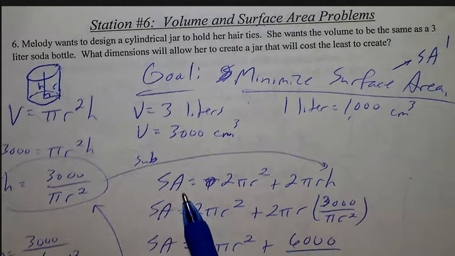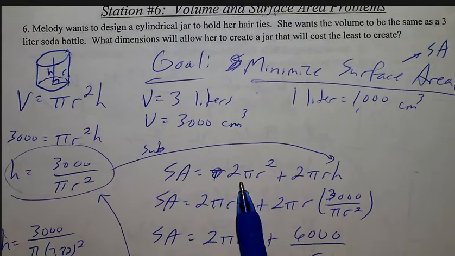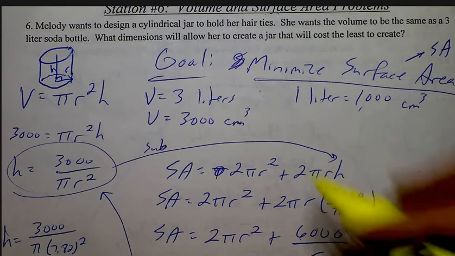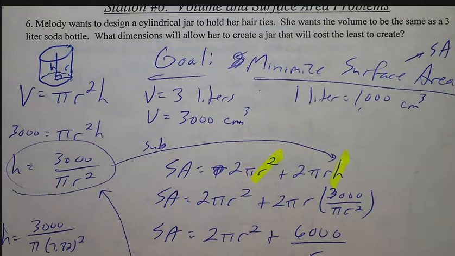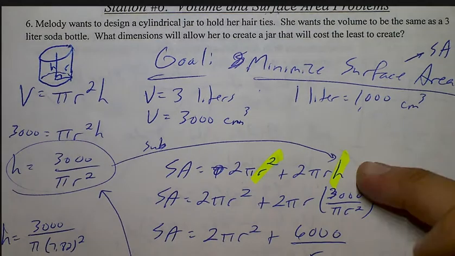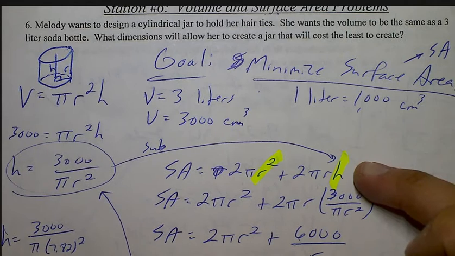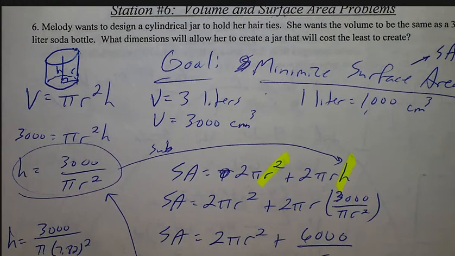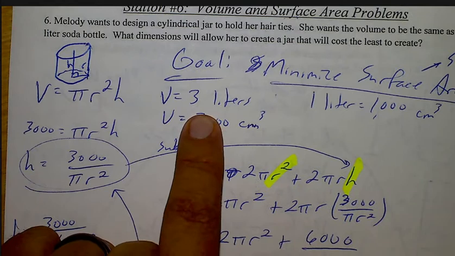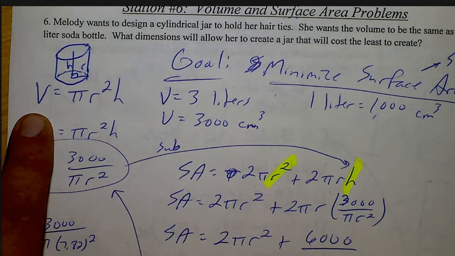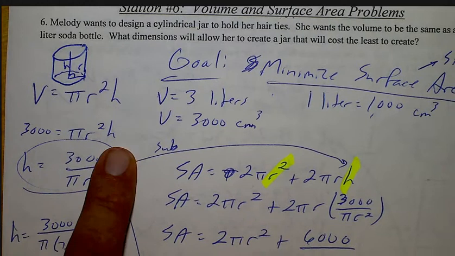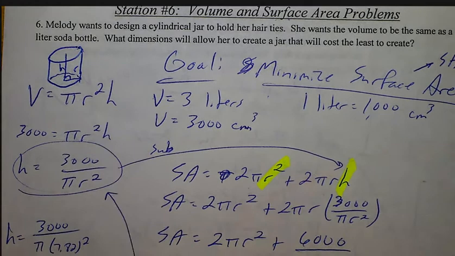So I'm going to use another formula from other information I know. I know the volume is 3 liters. So volume is pi r squared h. Now one problem is my radius and height unit-wise. Radius is in terms of either inches or centimeters, and the same for height. If I have inches and centimeters, my volume can't be in liters. They don't match. So I convert my volume into a unit of measure that is the same as my radius and my height.